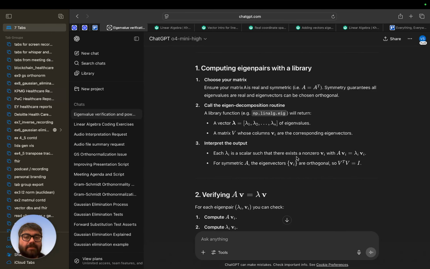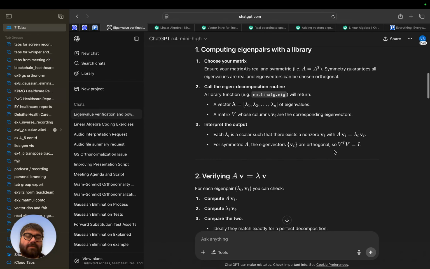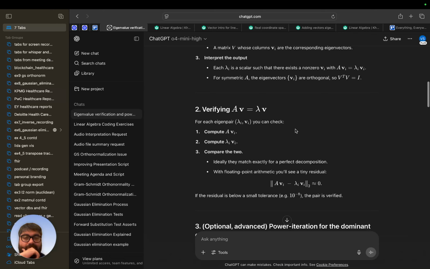Each lambda i is a scalar. To interpret the output, each eigenvalue is a scalar such that there exists a non-zero vector v with Av equals lambda v, A being the original symmetric matrix. There you go. For symmetric A, the eigenvectors v i are orthogonal, so V transpose V equals the identity matrix. Okay. Have to verify it.